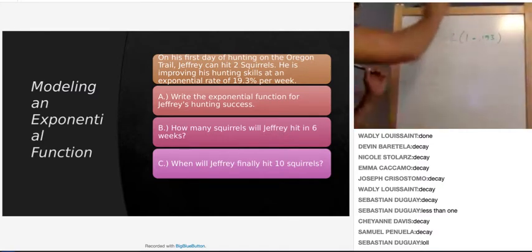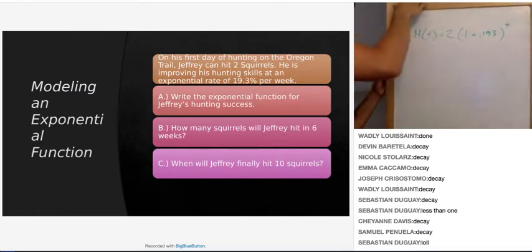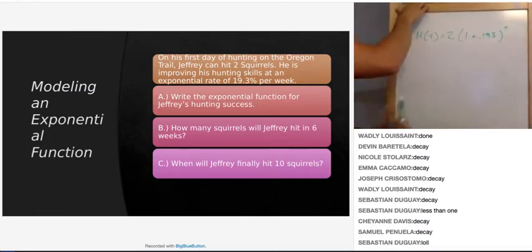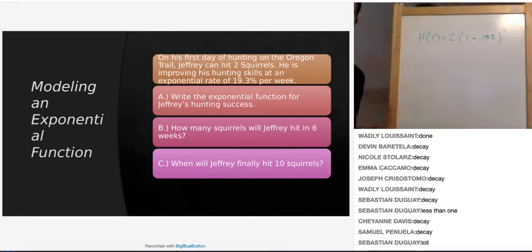And there's a t there. If you can see it, there it is. All right, so you have h of t. I just use h of t. You don't have to. I mean, you can use y. You can use p of t. I just use h like the hunting, so how many squirrels he hunts out of the h value. But anyway, h of t equals 2 times 1 plus 0.193, 19.3%, to the t power. All right, so that was the answer to A.